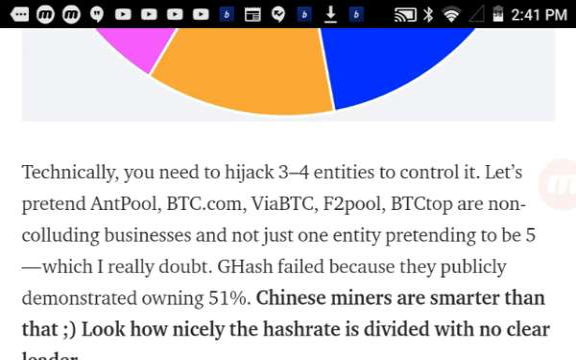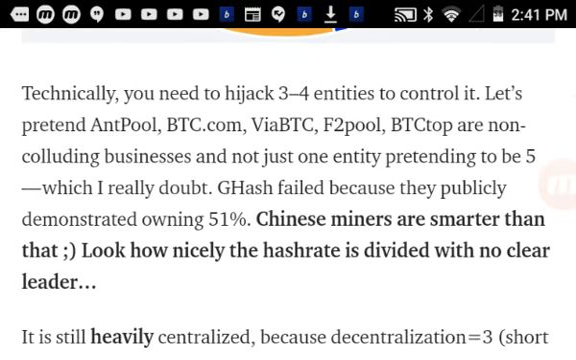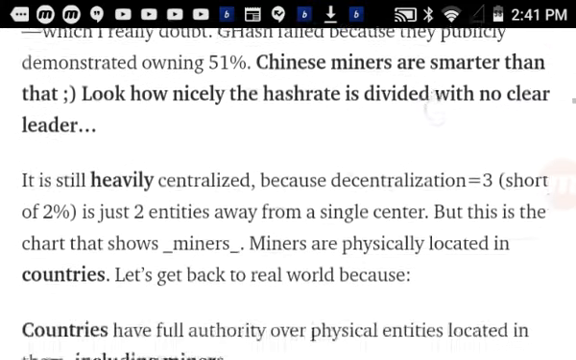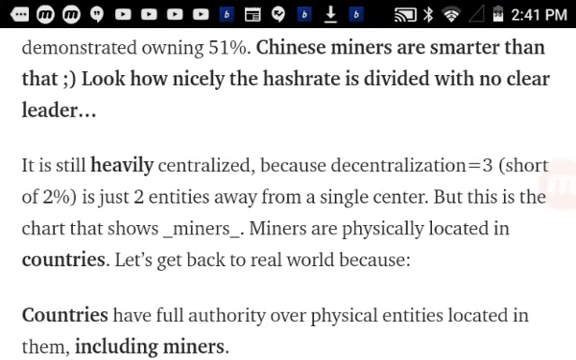So he's talking about the control of the hash rate, right? With these miner data centers. GHash failed because they publicly demonstrated owning 51%. Chinese miners are smarter than that. Look how nicely the hash rate is divided with no clear leader. It is still heavily centralized because decentralization equals 3 short of 2%. It's just 2 entities away from a single center.